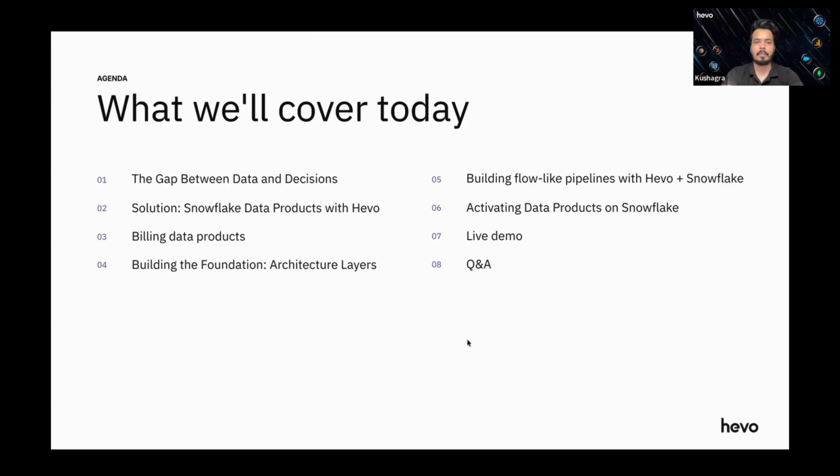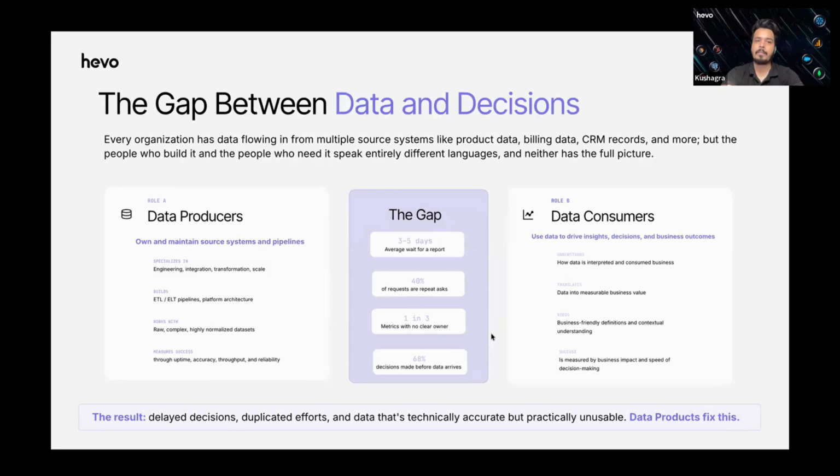So I'll just begin by addressing the problem statement itself: the gap between data and decisions. Sure. It's a pretty used-to topic, I would say, when it comes to analytics and organizational adoption of AI. Just help us understand this problem statement in detail.